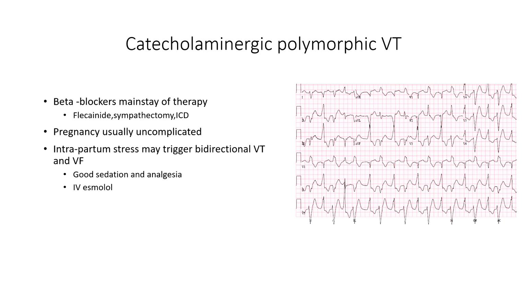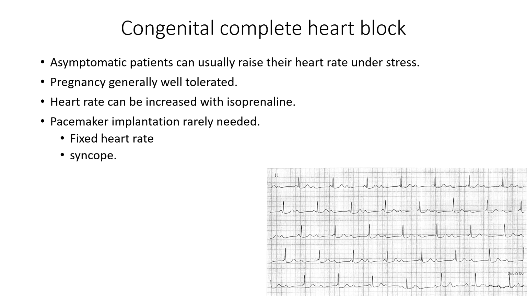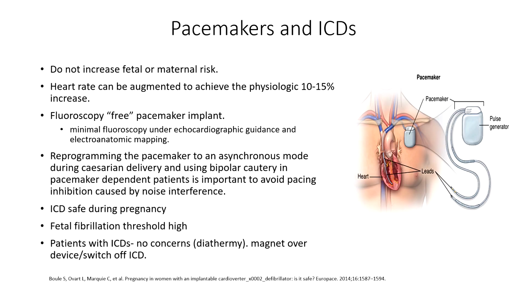In catecholaminergic polymorphic VT, beta blockers have to be continued throughout pregnancy, and pregnancy is generally uncomplicated. The only time these patients can develop bidirectional VT is with intrapartum stress, which may trigger bidirectional VT and VF. It can generally be taken care of by good sedation and analgesia, or you may require an IV beta blocker, esmolol. Ladies with congenital complete heart block generally tolerate pregnancy quite well. Asymptomatic patients can usually raise their heart rate under stress, and heart rate can be increased with isoprenaline. Pacemaker implantation is rarely needed in pregnant ladies with congenital complete heart block.